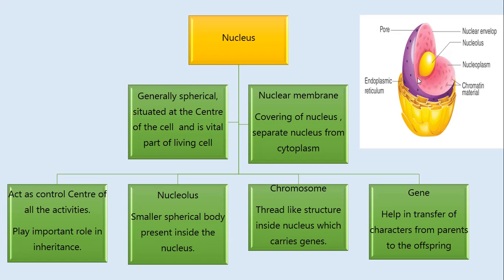And the nucleus contains the nucleolus. It is the smaller spherical ball present inside the nucleus. Along with that, we observe some thread-like structure inside the nucleus, and this thread-like structure is known as chromosome, and this carries the gene. And genes generally help to transfer the character from parents to offspring. So it is the gene that generally carries the character from the parents to the next generation offspring.